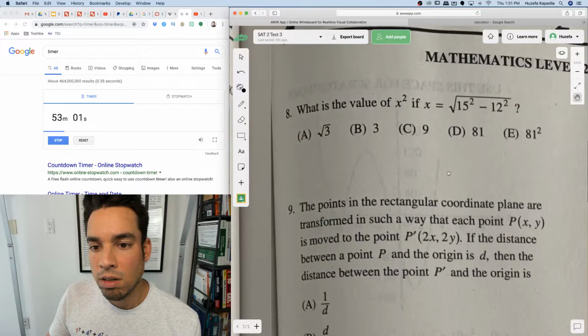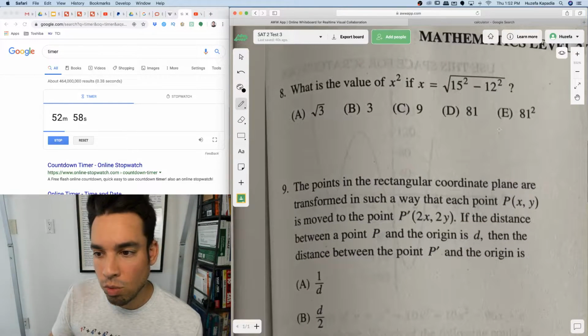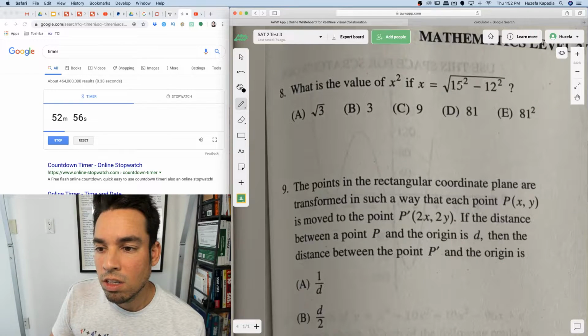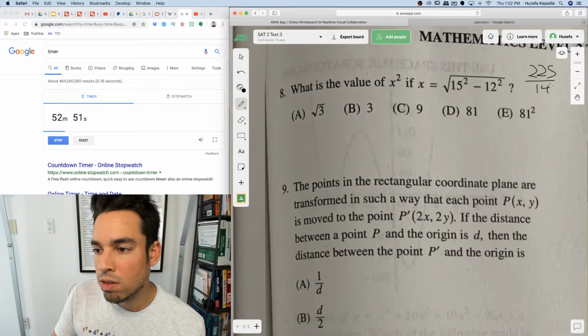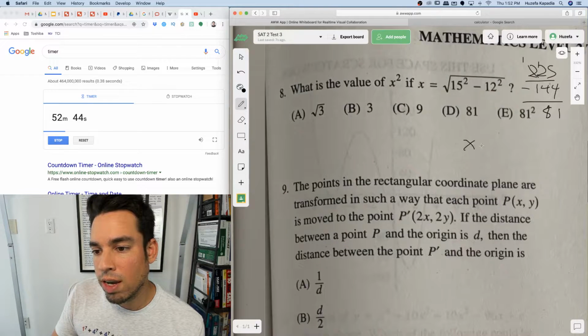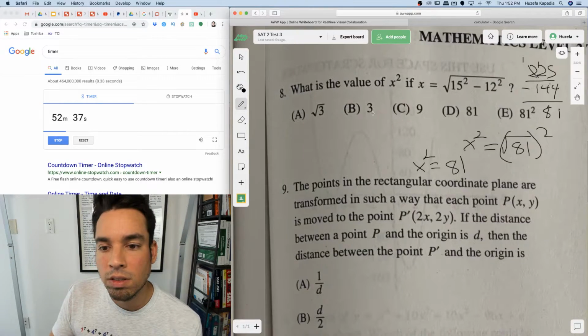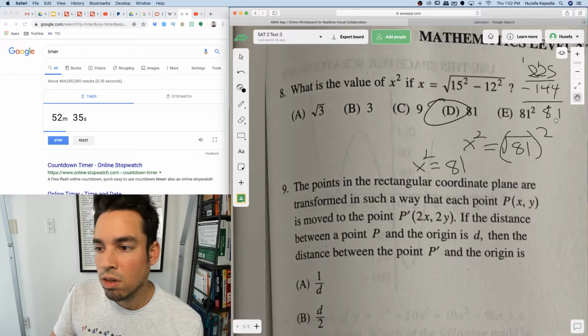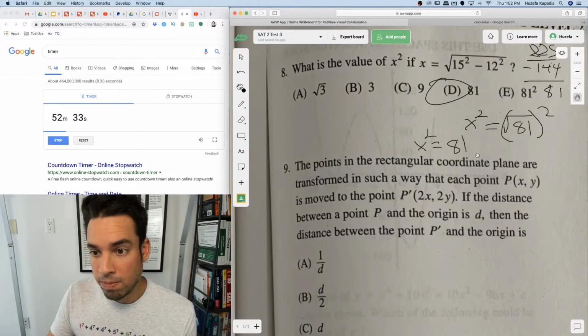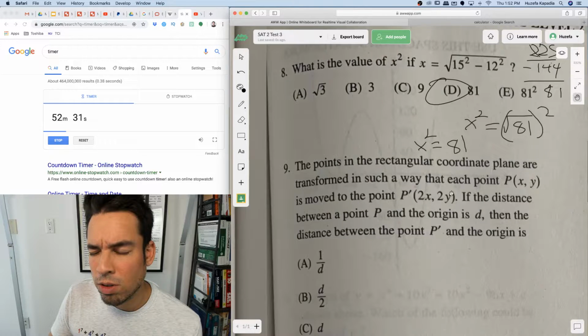Next, what is the value of x squared if that equals that? Okay, let's just square both. Oh, this is simple actually. This becomes 225 minus 144. What am I doing? That's 81. So x squared equals 81. Done. All right. Let me just make sure that's right. 225 minus 144, 81. Okay, I think it's good.